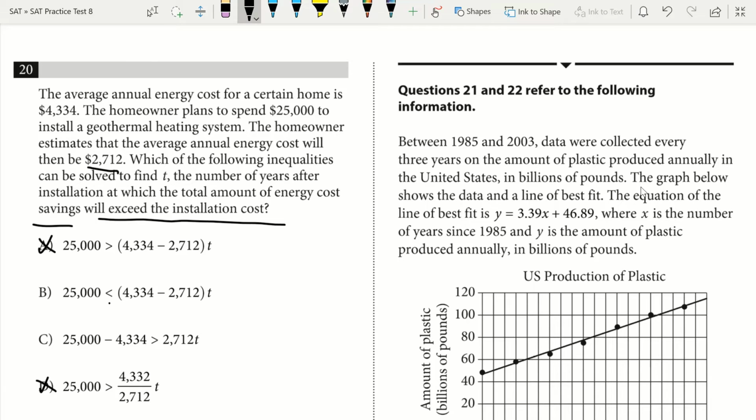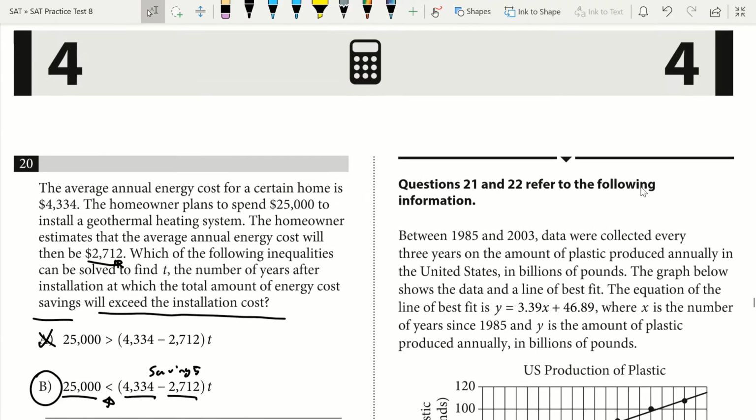Okay, so now I see I have 25,000 is less than 4,300-something minus the new energy cost, right? So that's my difference in cost. That's my savings then, right? The difference in cost is going to be my savings, times however many years out I am, has to be greater than that initial investment of $25,000. That's going to be my answer there. So my answer is going to be B.